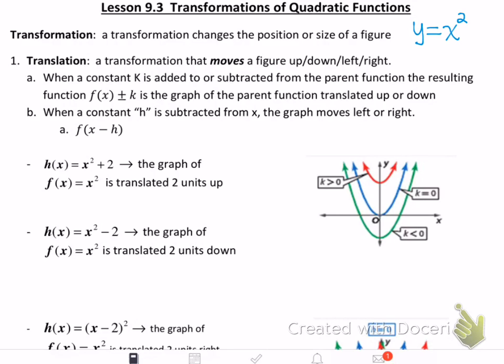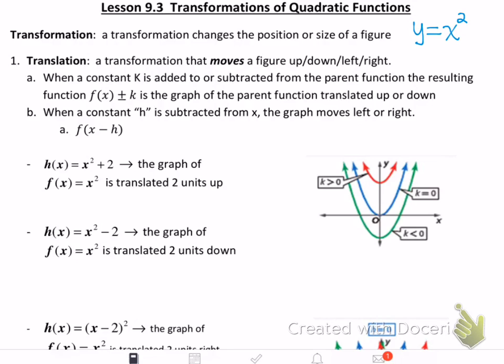So it kind of looks like this: your function f of x, and then plus k or minus k. If it's positive, then it moves up. If it's negative, it moves down. Now, when a constant h is inside the function, inside the parentheses, so inside the function, I think it'll be a little bit more clear when we actually do an example.